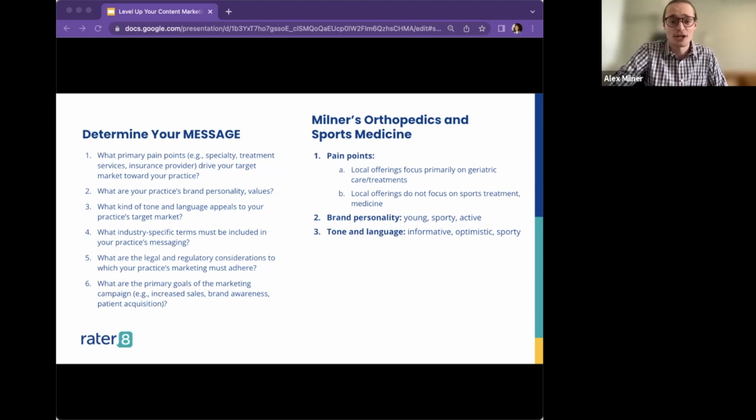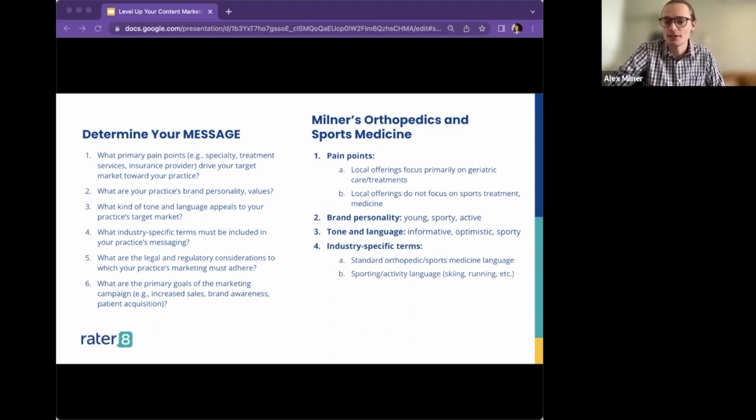Now, on that way, we have tone and language. What kind of industry-specific terms do we have to include to make sure our practice's messaging is in line with that tone? For one, standard orthopedics and sports medicine language. We have to seem informed. We have to make sure we can communicate. Certainly utilizing plain language so they can understand, but we have to make sure we know what we're doing. And then secondly, we need sports activity and language. If we're going to talk to a patient about skiing, we should be able to empathize with them and communicate with them. That doesn't mean that we're necessarily skiers, but we can at least have the lingo and understanding of what they're talking about.